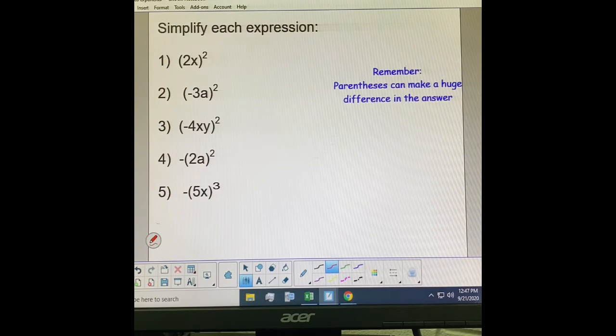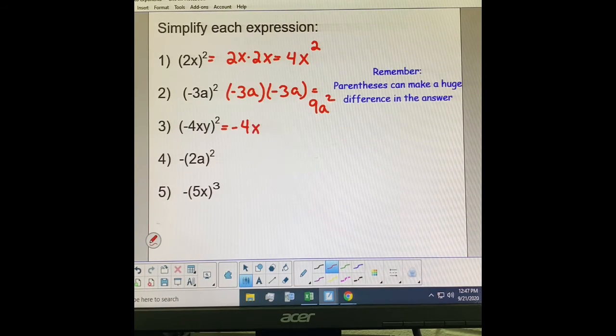Here we have 2x squared. That's 2x times 2x, which is 4x squared. Negative 3a squared is negative 3a times negative 3a, which is positive 9a squared. Negative 4xy times negative 4xy leaves us with positive 16x squared y squared.